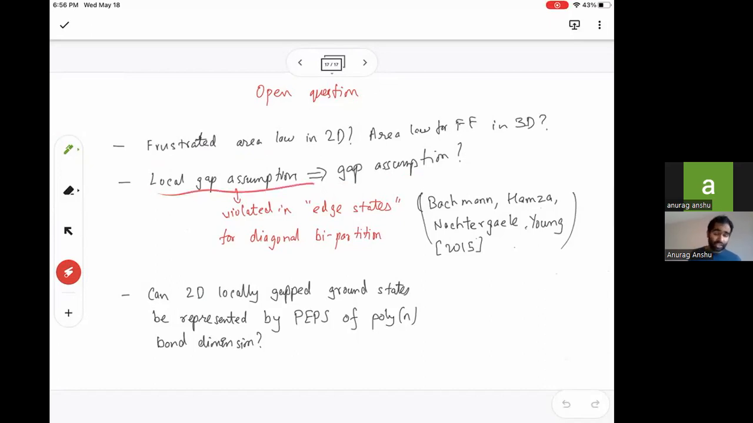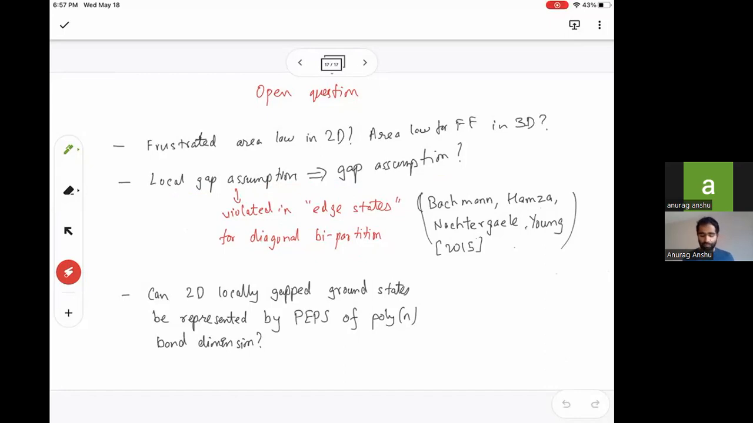A natural conjecture here is that maybe local gap implies global gap. This is violated in certain specific systems that are known as edge states, where we have a diagonal bipartition instead of a vertical bipartition, or a bipartition that looks rectangular. But it's easy to get around these bipartitions and prove the area law, despite the fact that local gap is not true. So it's possible that for some regular bipartitions of the system, local gap may indeed imply global gap.